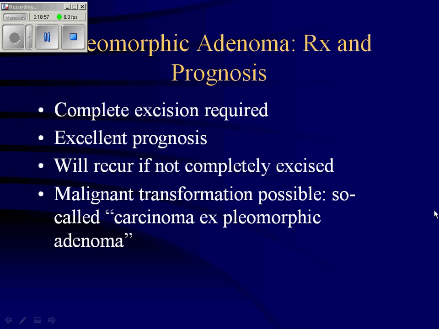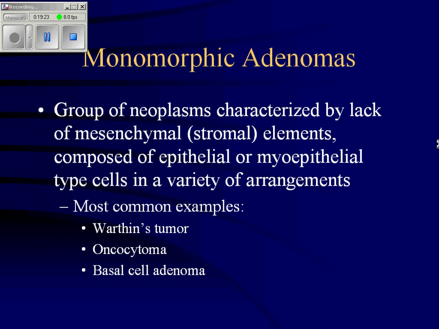And what do you got to do? You got to take it all out. Why? Because there's this thing called carcinoma ex pleomorphic adenoma. It's very rare, but occasionally these do turn malignant. So we always recommend taking them all out. But it has an excellent prognosis as long as that's not in there, and they don't recur. They will recur if you don't take them all out. And that malignant transformation is the reason they have to come out.